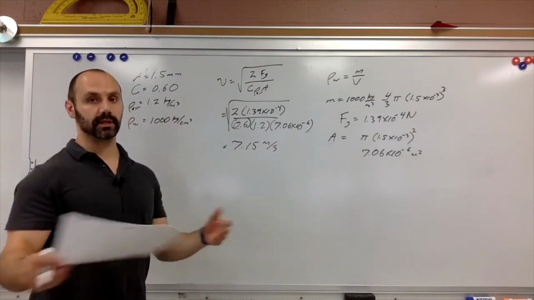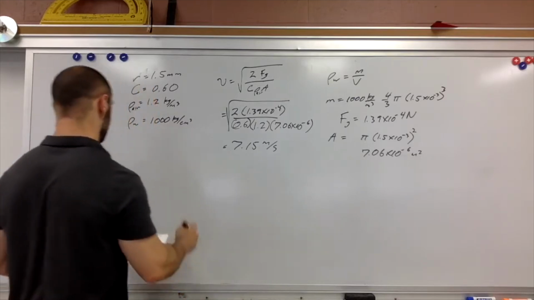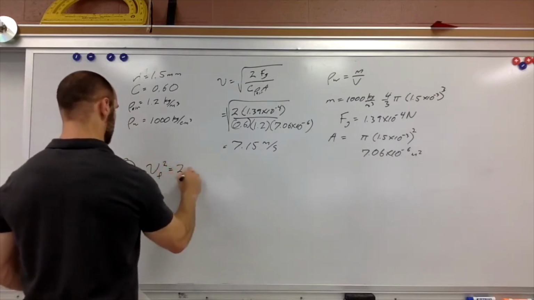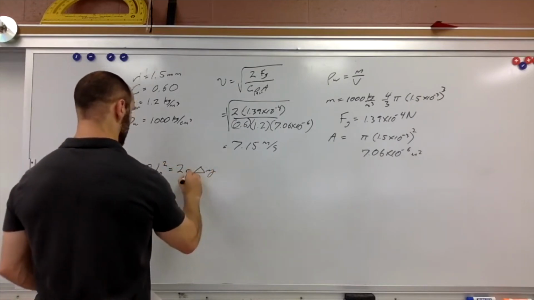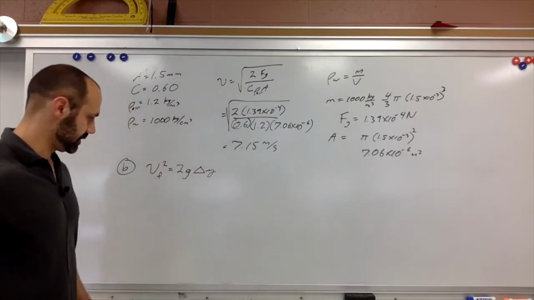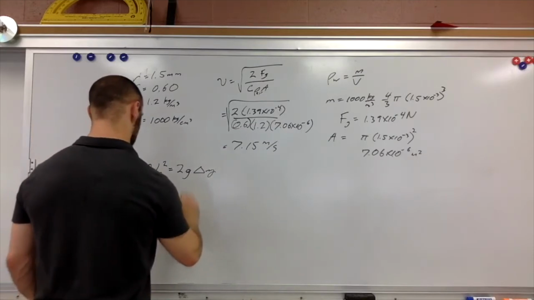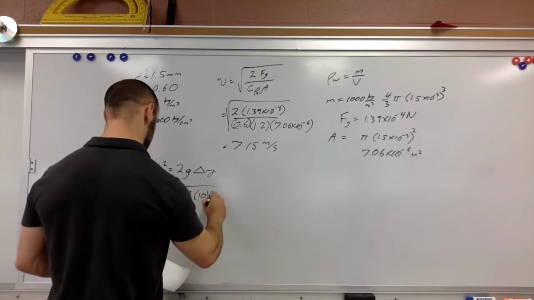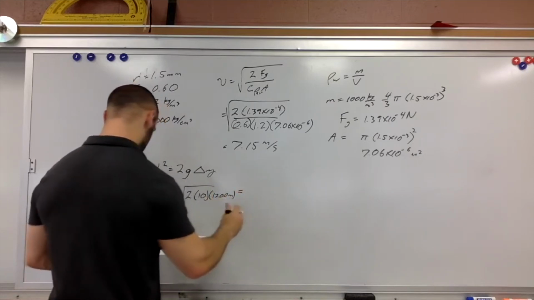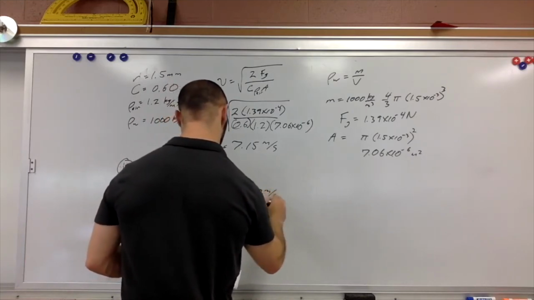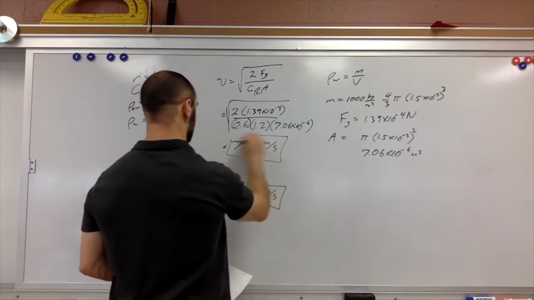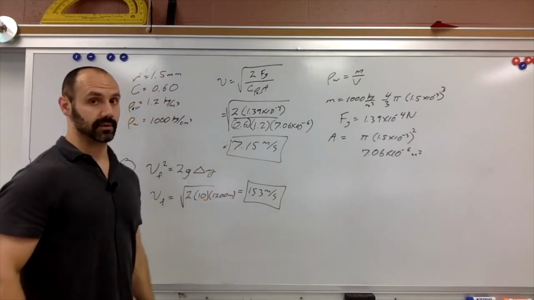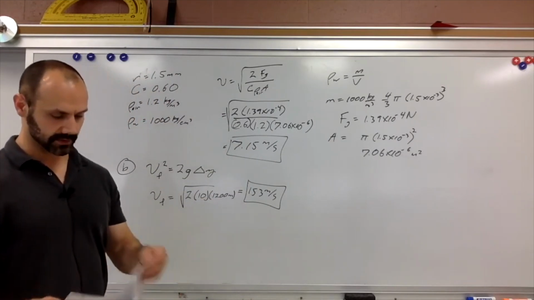But let's see what it would be like if there was no air resistance. If there is no air resistance for part B, we're just using the kinematic equations, so we can say that vf squared equals 2a delta y. a is g in this case. So v is going to be the square root of 2 times 10 times 1,200 meters, since it's dropped from 1,200 meters. This comes out to 153 meters per second. So it's a lot nicer to be outside in the rain when the raindrops are moving 7.15 meters per second instead of 153 meters per second. And that's it for this lesson.